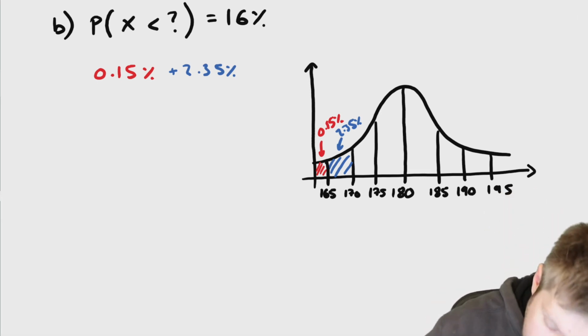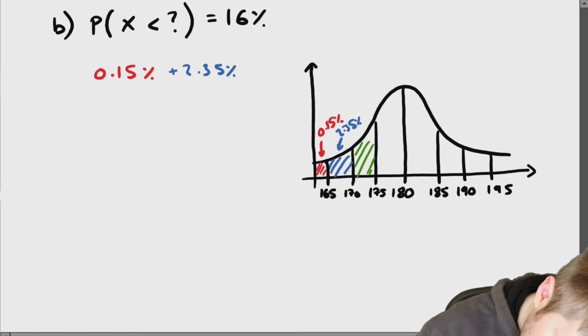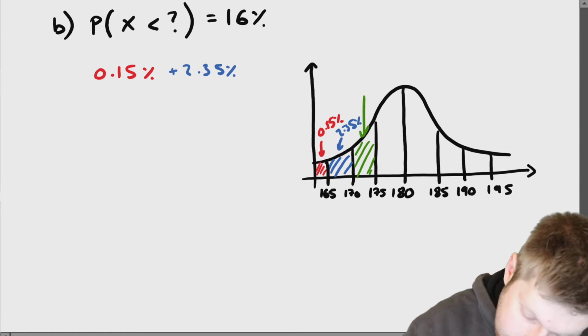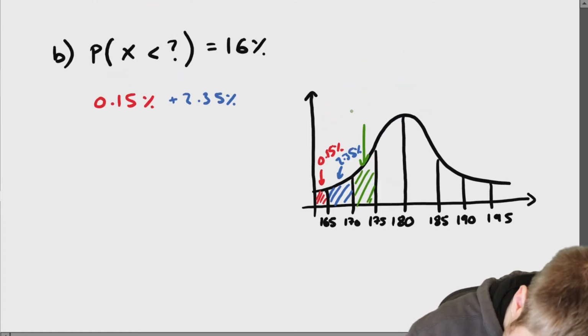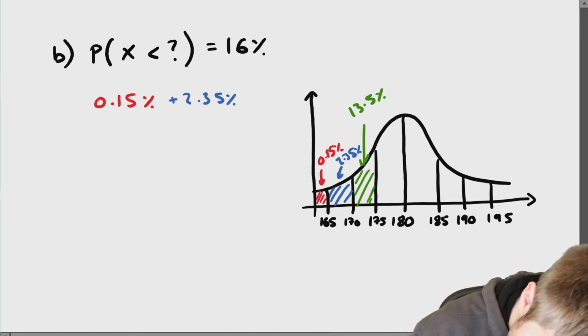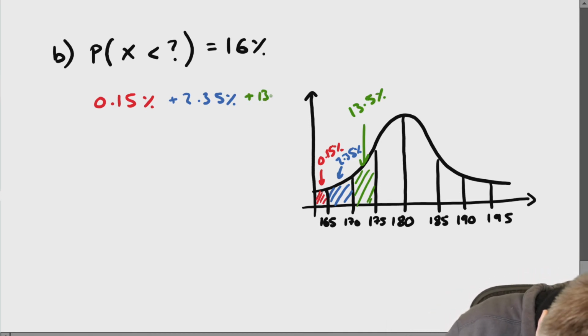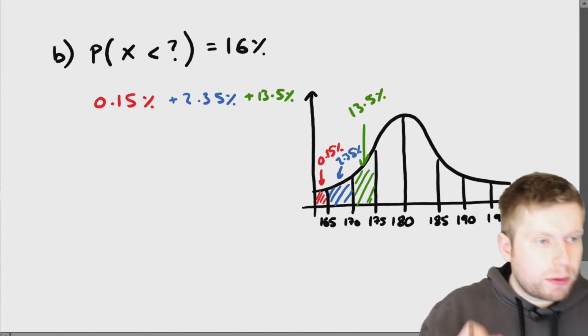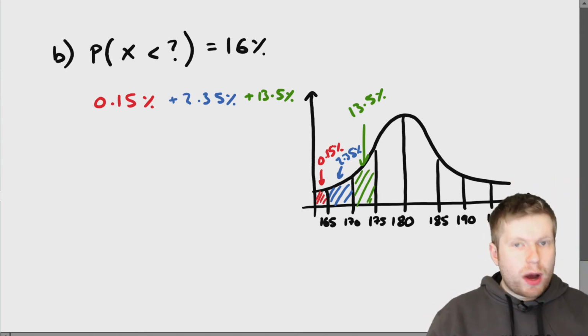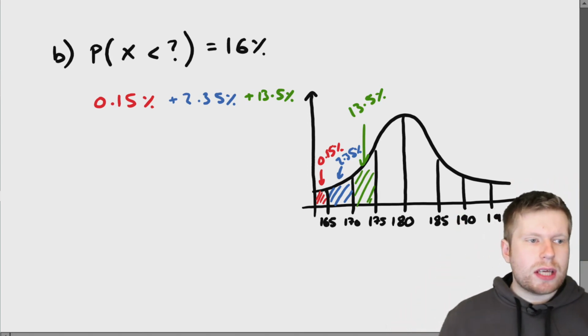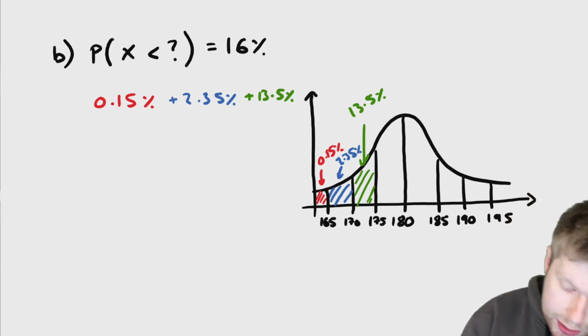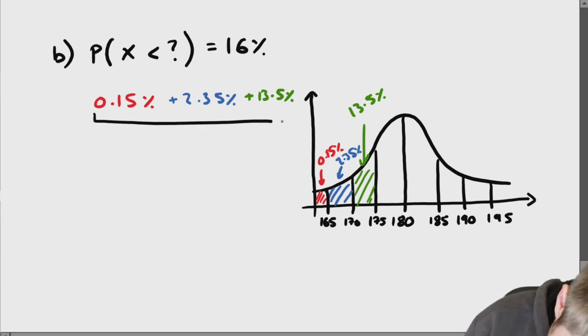Let's add the next region in, so this region in here. This region is going to be 13.5%. Let's see what happens if we add on 13.5 in here. Well, 13.5 plus 2.35 plus 0.15, hey, great, that's going to give us our 16%, okay? So that's going to be 16% in total.